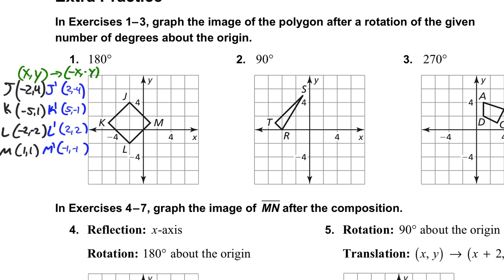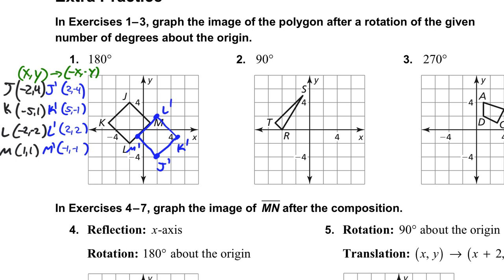So now I can go ahead and graph these. To graph them, I'm going to go to 2, negative 4. There's my J prime. Then 5, negative 1. That's going to be K prime. Then 2, 2 would be L prime. And then negative 1, negative 1 would be M prime. And then I can connect these. There is my square rotated 180 degrees.